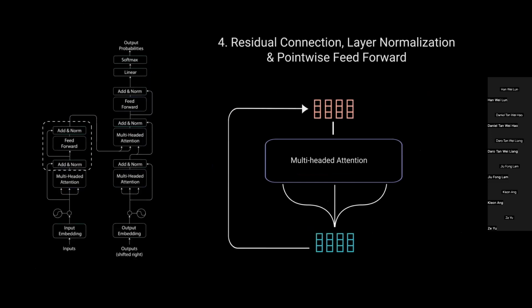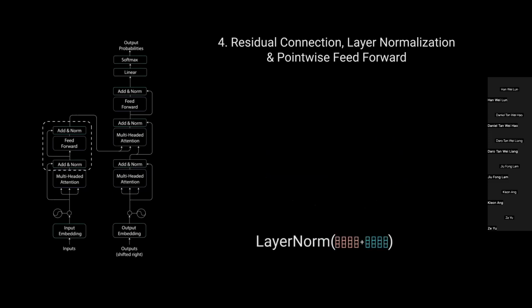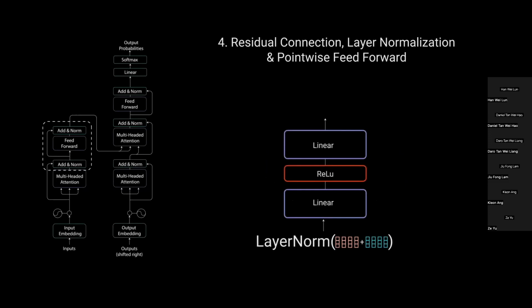Next step, the multi-headed attention output vector is added to the original input. This is called a residual connection. The output of the residual connection goes through a layer normalization. The normalized residual output gets fed into a pointwise feed-forward network for further processing. The pointwise feed-forward network is a couple of linear layers with a ReLU activation in between. The output of that is again added to the input of the pointwise feed-forward network and further normalized.